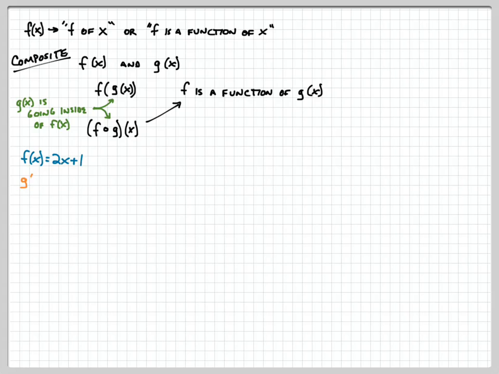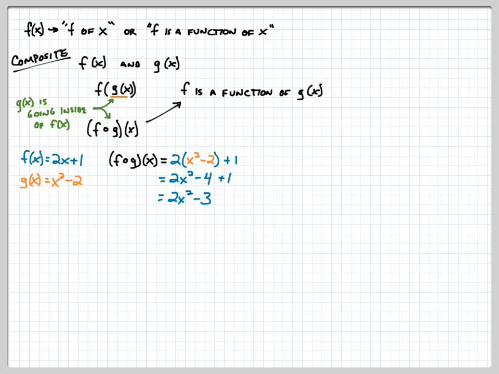So let's look at an example. If we've got f of x equaling 2x plus 1 and g of x equaling x squared minus 2. If we want to find f of g of x, that means g of x is going inside f of x. So for every time you see x in f of x, g of x will replace that. So we start with 2 times x. So x is now the g of x, so that's going to be x squared minus 2, and then we add our 1 at the end. Now it's just a matter of simplifying. 2x squared minus 4 plus 1, and 2x squared minus 3. So there's our composite function.